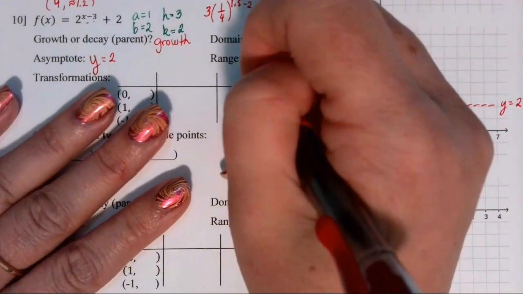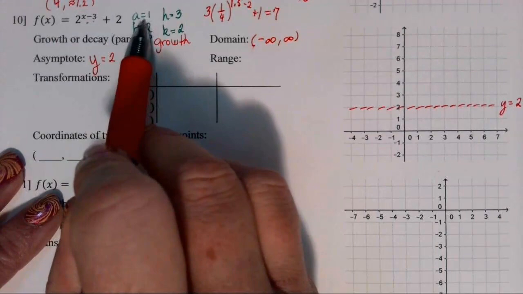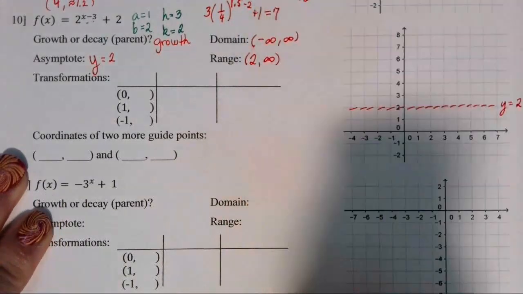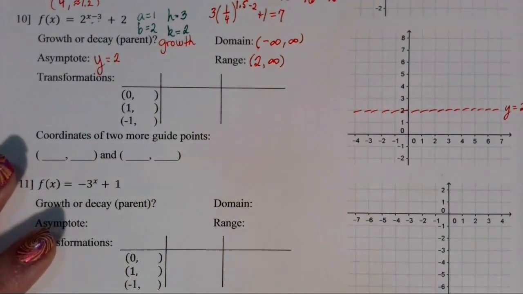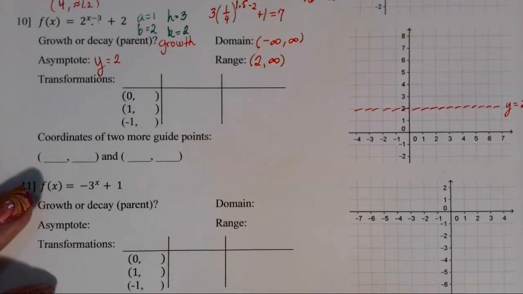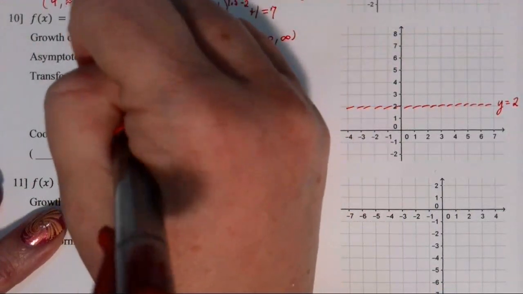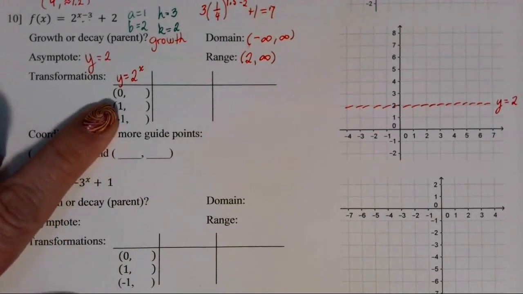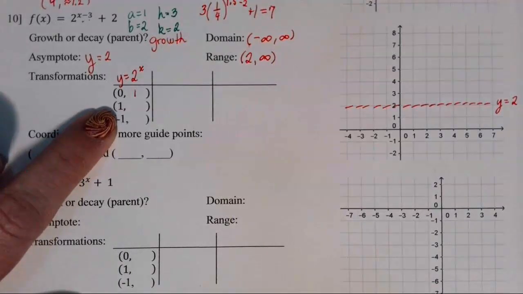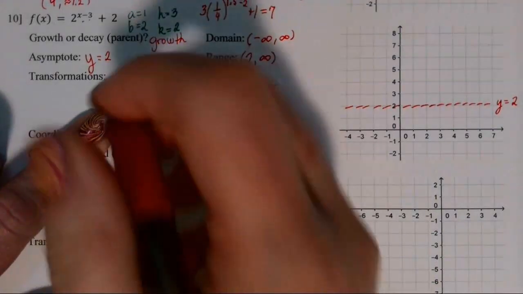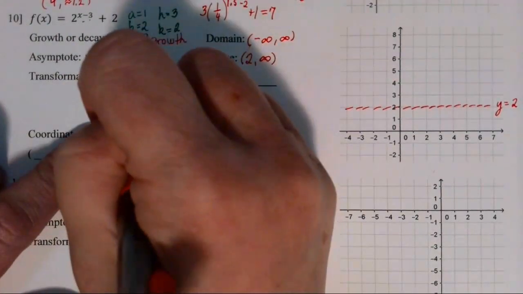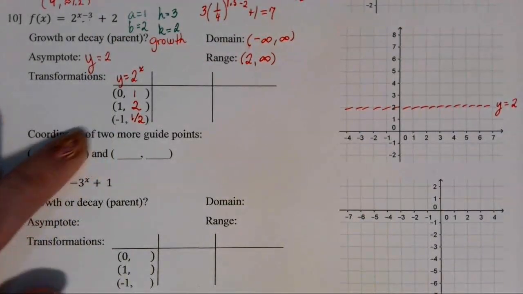the range, because there's been no reflection, a is positive, the range starts at that asymptote and heads up to positive 2. So 2 to infinity unbounded is our range. Then the transformations, we're going to pick anchor points from the parent graph of y equals 2 to the x, and 0, 1 would be the y-intercept on that parent graph, then 1, b, and our b is a 2, and then negative 1, and the reciprocal of b, the reciprocal of 2 is 1/2.